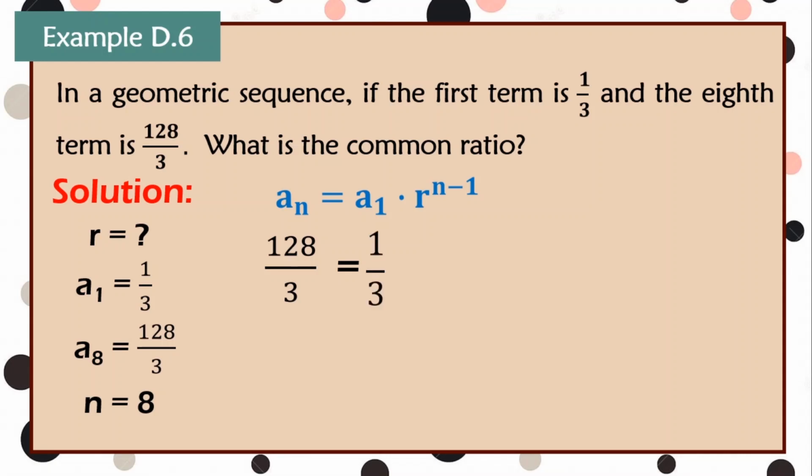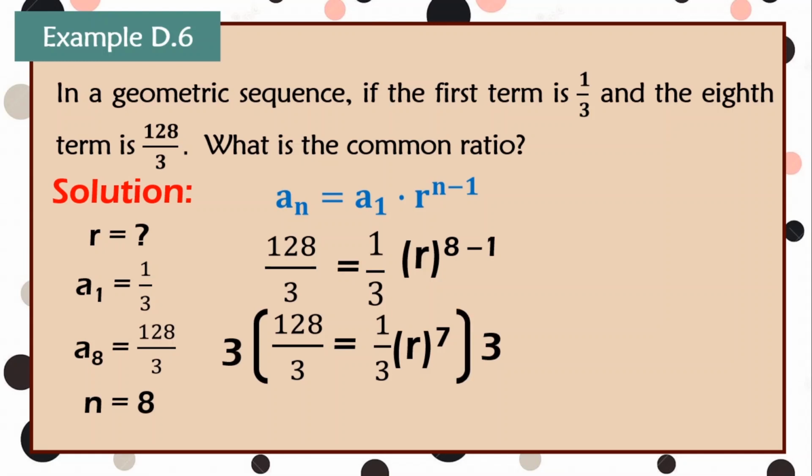Our first term is 1/3. R is unknown. N is 8 minus 1. 8 minus 1 is 7. So we have 128 over 3 is equal to 1/3 times R raised to 7. Then, to remove the denominator, multiply all terms by 3. So, the denominator will cancel out. We will have 128 is equal to 1 times R raised to 7, or just simply R raised to 7.